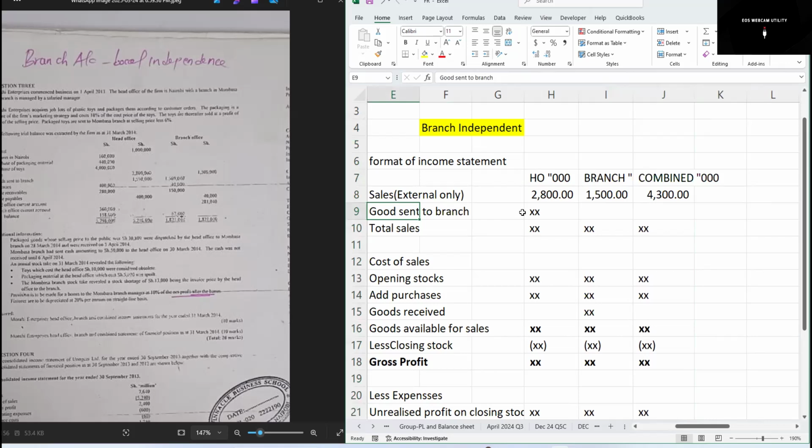Goods sent to branch. We have goods sent to branch. Yes, goods sent to branch. You can see in the head office we have 58,1598, and then in the branch, 1569.0. What is the difference? Why is it that we have some difference?